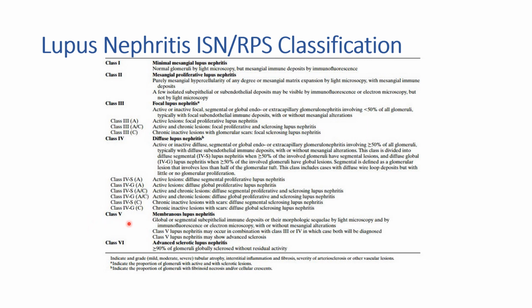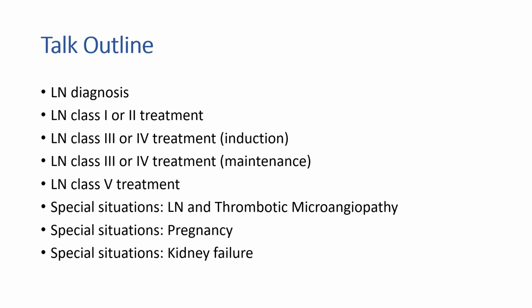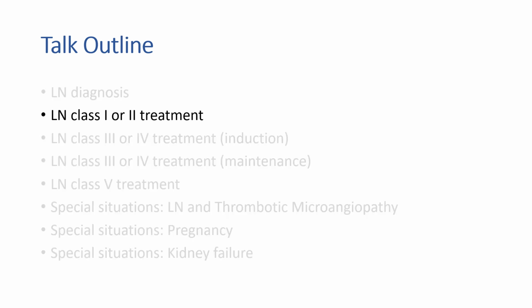And class 5 lupus nephritis is in the form of membranous nephropathy. And finally, class 6 is advanced sclerosis, when more than 90% of the glomeruli in the biopsy are globally sclerosed. Let's go through the treatment of different classes, starting with class 1 or 2 treatment.